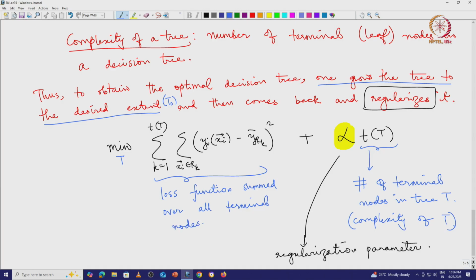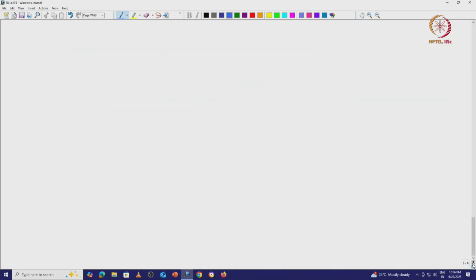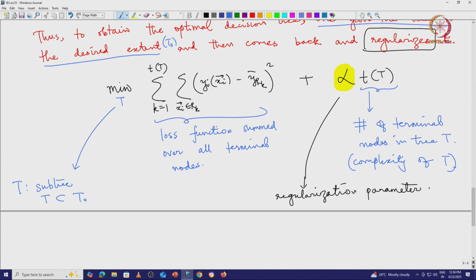Okay. And the important point to note here is that this T is essentially a subtree of the original tree T naught. So you can denote it as T is a subtree of the original tree T naught, and T naught is the base tree obtained without regularization. So formally, T naught is the base tree obtained without regularization.